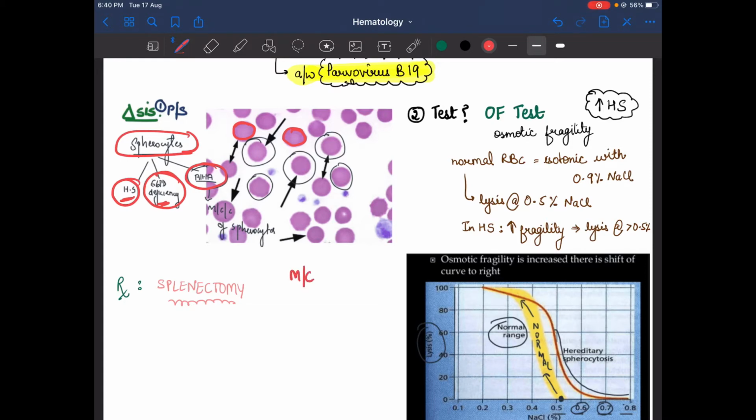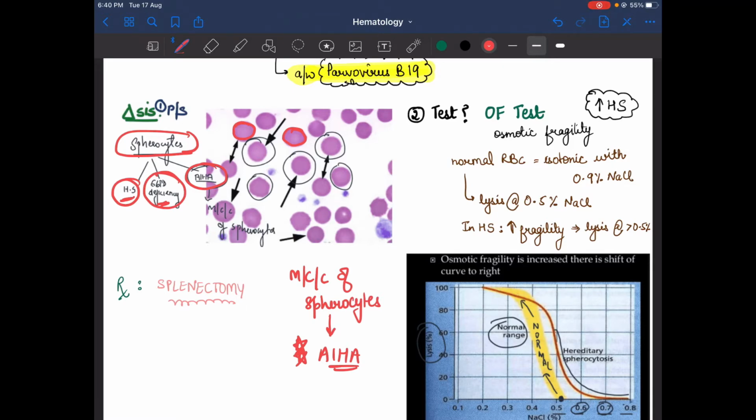Please remember that the most common cause of spherocytes is autoimmune hemolytic anemia. It is a very important question. So the most common cause is autoimmune hemolytic anemia, and spherocytes are seen in three conditions: first, hereditary spherocytosis; second, G6PD deficiency; third, autoimmune hemolytic anemia.